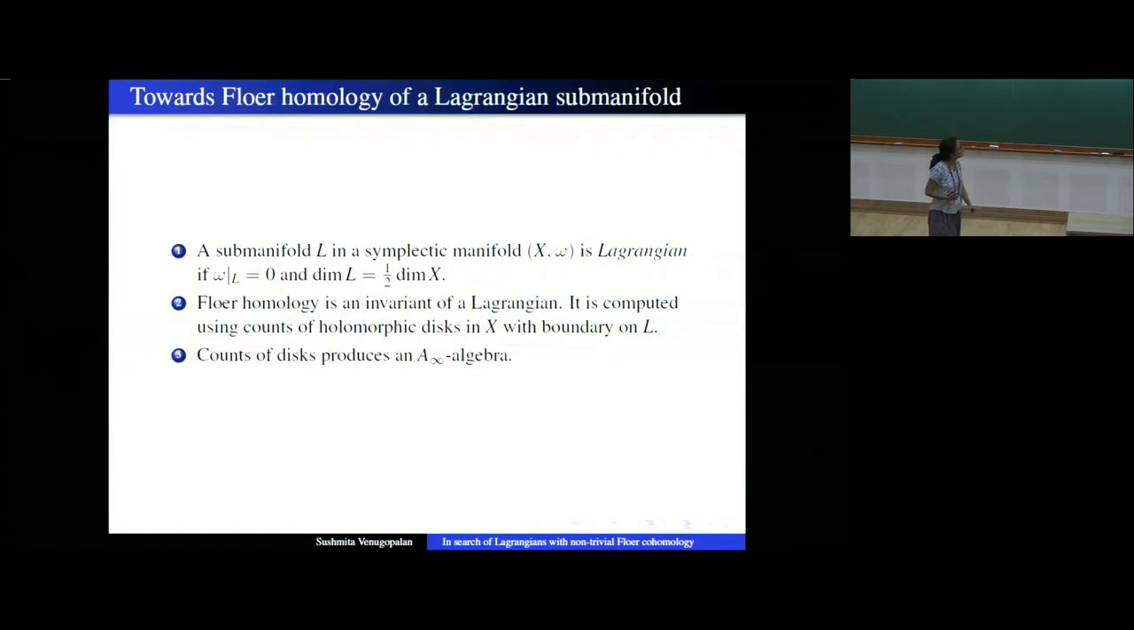Okay, so a Lagrangian submanifold in a symplectic manifold is a half-dimensional submanifold on which the symplectic form vanishes. Okay, and the most famous, or rather the first example one sees of a Lagrangian submanifold, is the zero section of a cotangent bundle. But we won't be seeing that Lagrangian in today's talk a whole lot, because our symplectic manifolds are going to be compact.